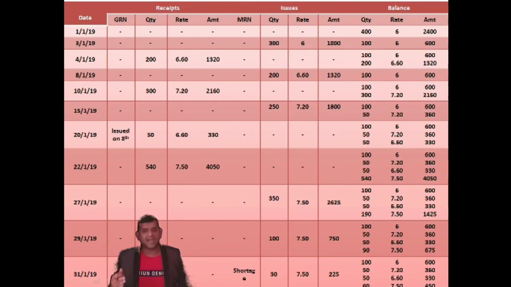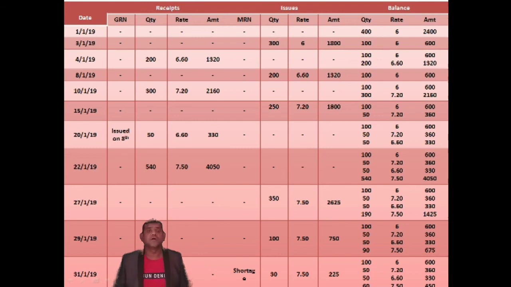When you add the entire thing, that comes to closing stock 260 units, that is 100 plus 50 plus 50 plus 60. The value comes to 1740 rupees. How? That is 600 plus 360 plus 330 plus 450 rupees, which comes to 1740 rupees, the value of closing stock.